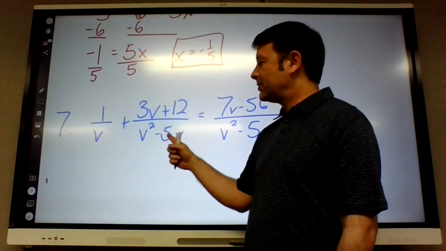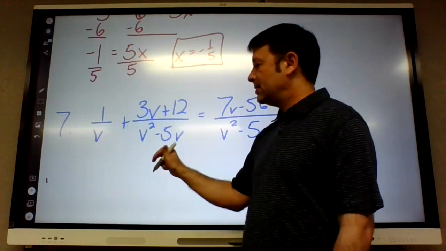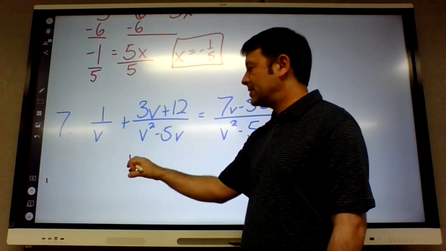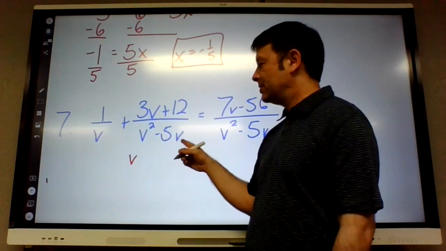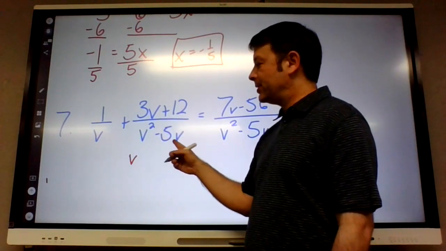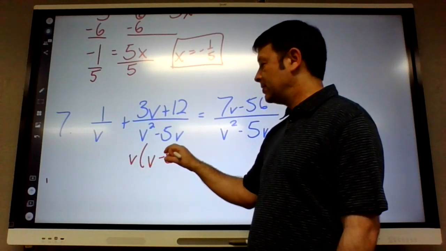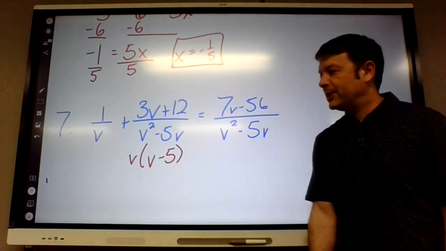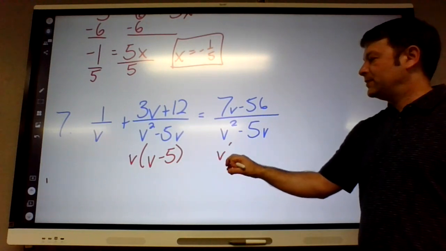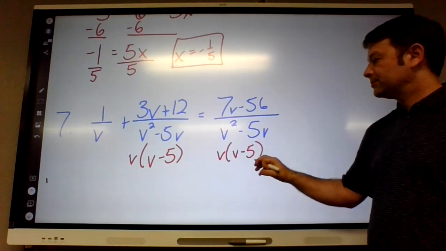So how does this factor though? Take a v out. It's not a square minus a square, because these do not have square roots over here, but you take a v out and you're left with v minus 5. Same thing on this one, right? V out, v minus 5.